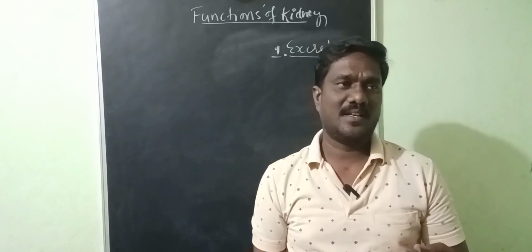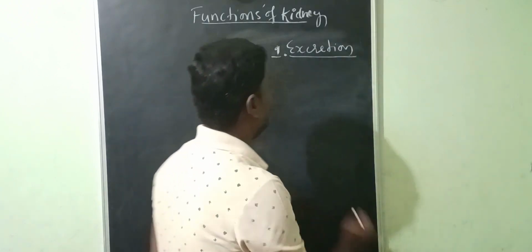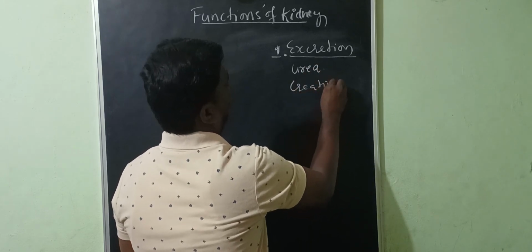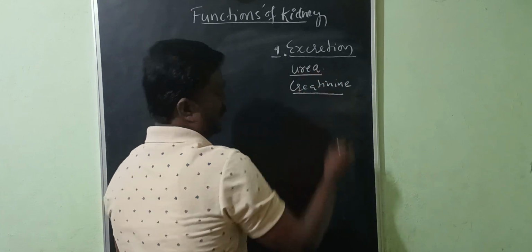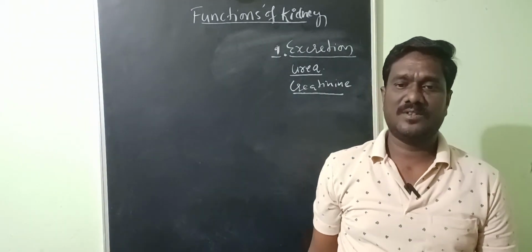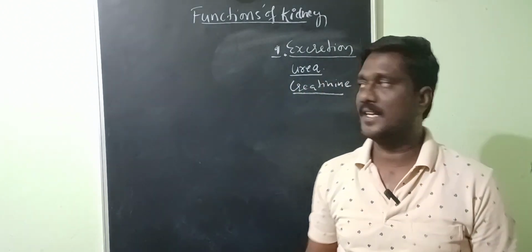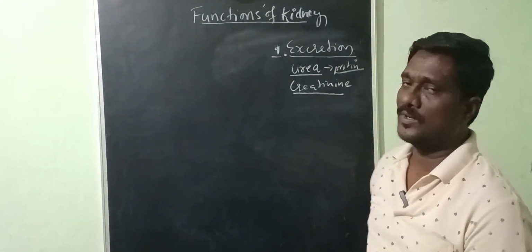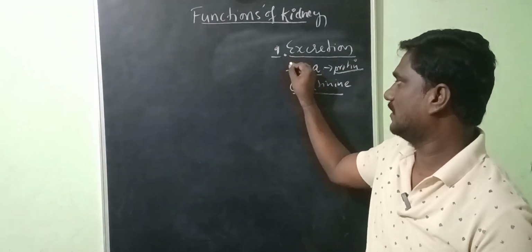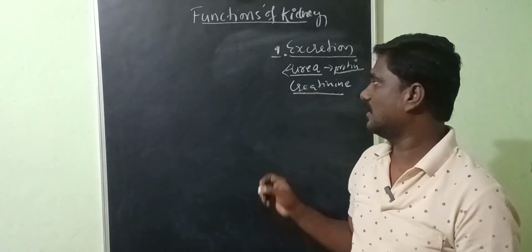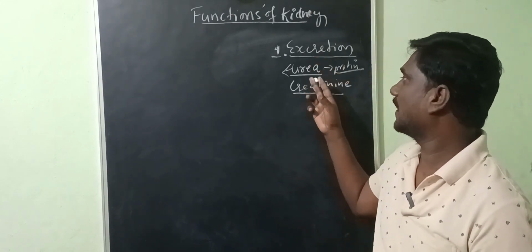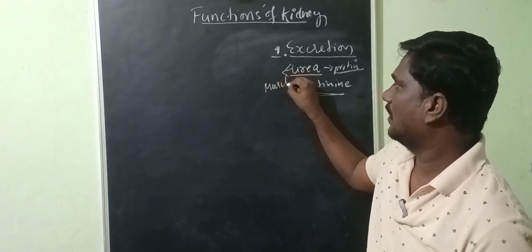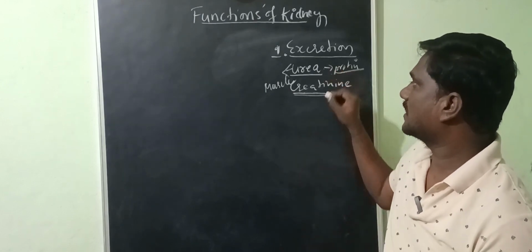Those excretory substances are mainly urea and creatinine. These two are very poisonous substances, so the kidneys filter them and send them outside. Urea is formed from protein metabolism, along with proteins. This urea is sent out by the kidneys. Next, creatinine forms in the muscles. These are the two excretory substances.